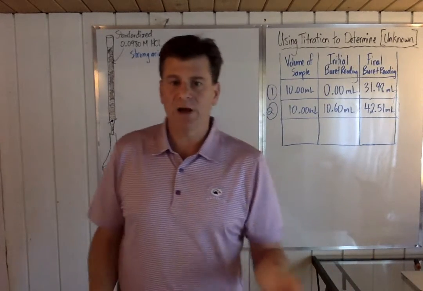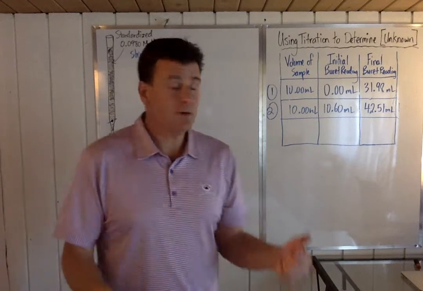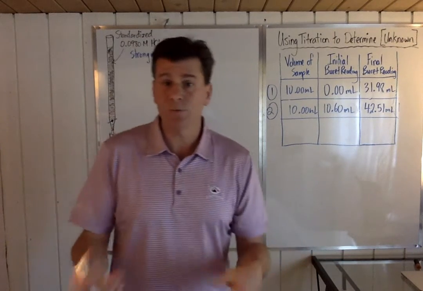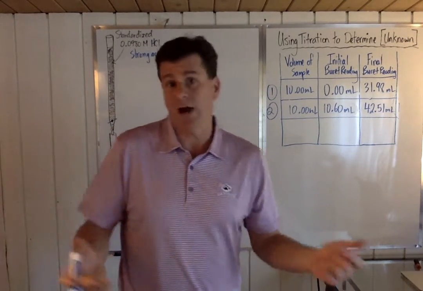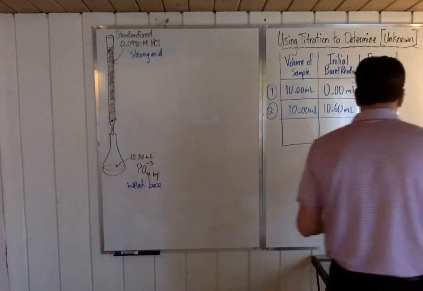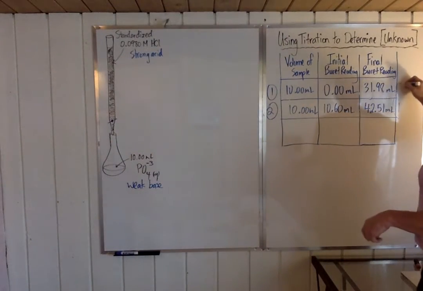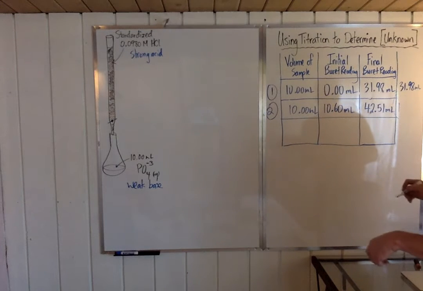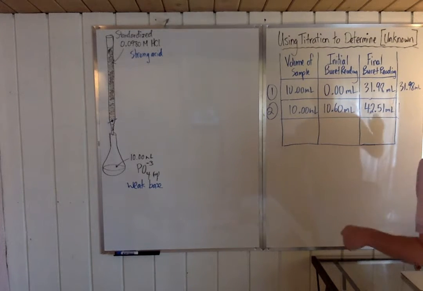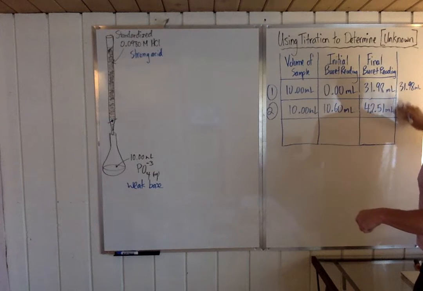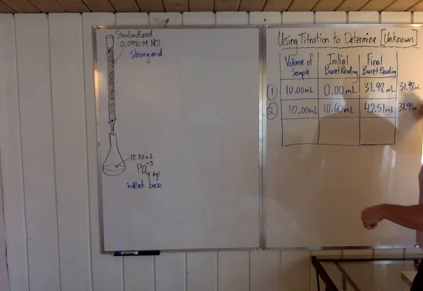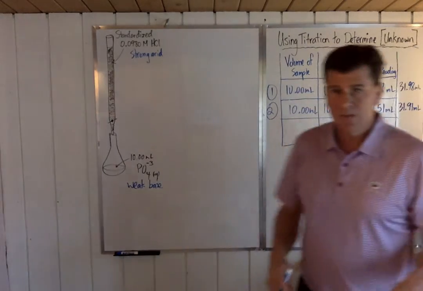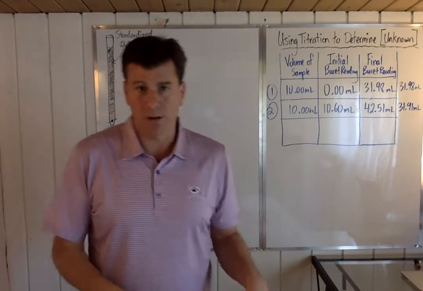42.51. And so your second trial is that. Again, what we would do is we'd do some math, and we'd make sure that our two trials are good trials. They're within plus or minus 0.1 or 1% of each other. So this one is obviously 31.98. That one's 32.91. 31.91 milliliters. Okay, so those are actually pretty darn close.